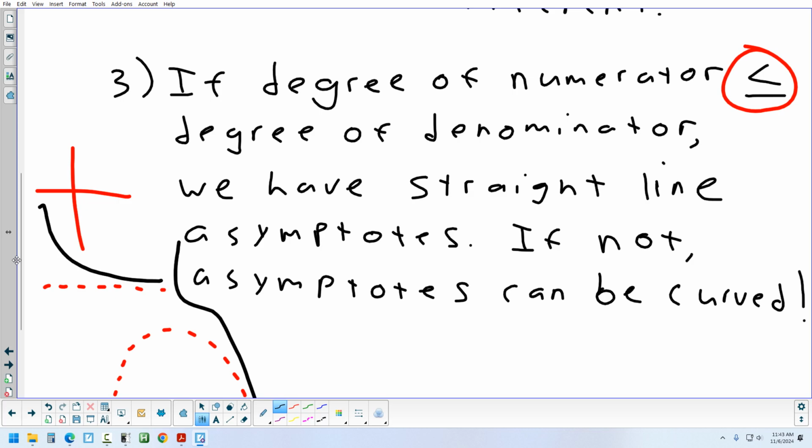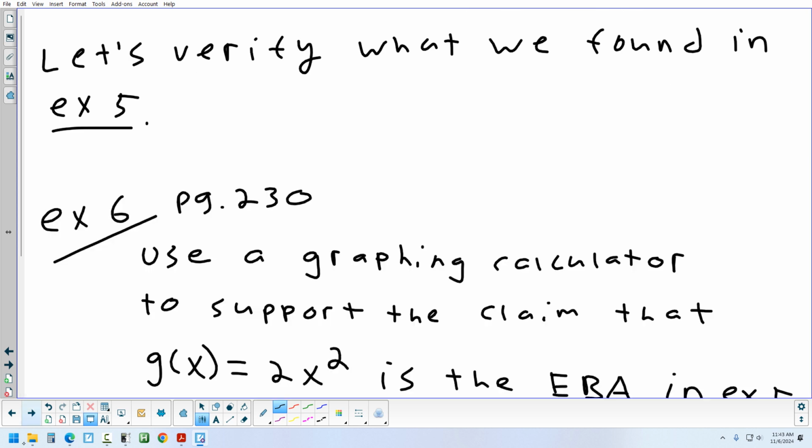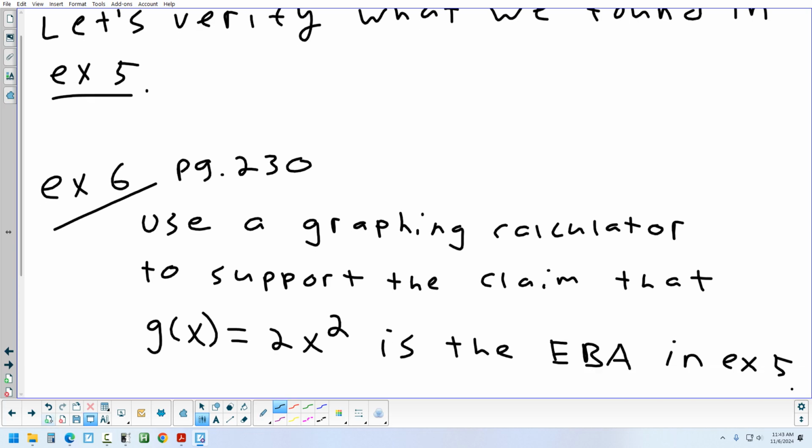Any question on that? So now what we're going to do is graph the EDA we just found in the last problem and see how it looks. We're going to compare that to the original problem. So let's use a graphing calculator to verify that 2x squared is the EDA.